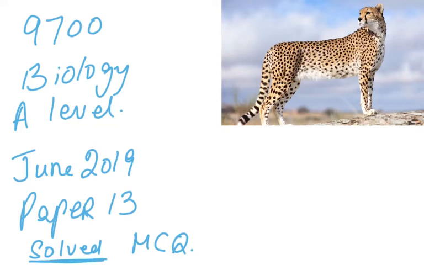Bismillahirrahmanirrahim. We start another MCQ paper. This is the June 2019 paper 1-3, and it has some very interesting questions in it, so I would like to discuss those with you all.